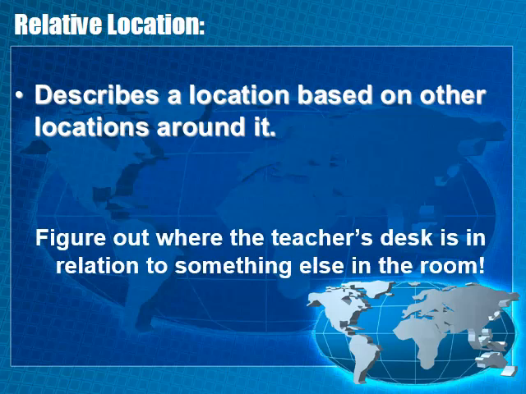So right now you could look at the teacher's desk and try to figure out its relative location. It could be by the door, or next to the windows, or by Bobby's seat. Whatever the case may be, that's relative location. And that is the type of location that we use most often.